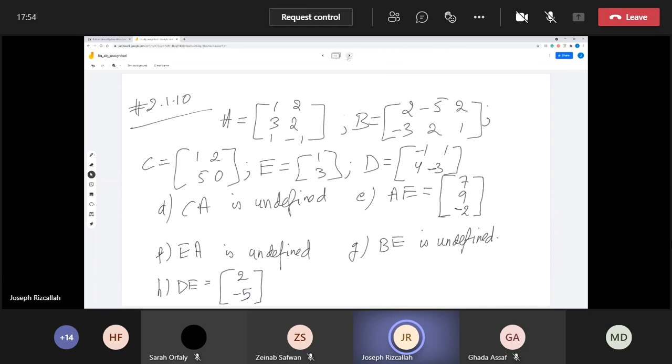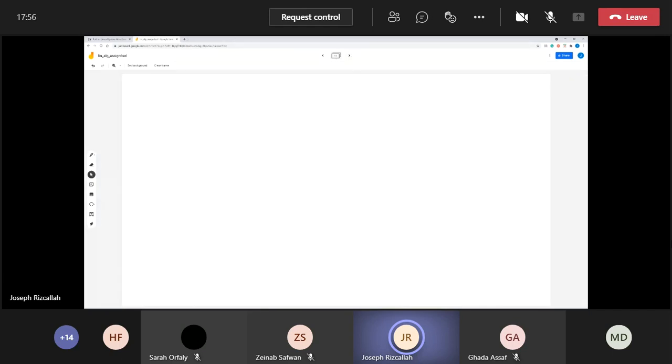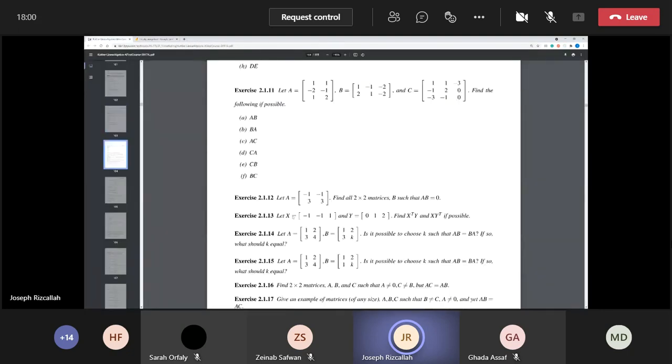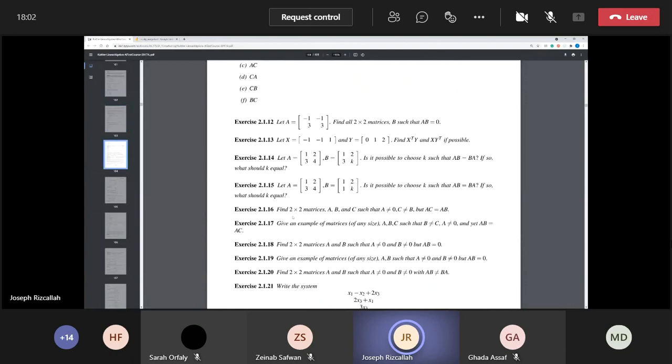Okay, let me now switch to a new frame. And this is now number 14. Number 14 is this. Is it possible to choose K such that AB is equal to BA? So I will again copy the given and then I will show you the work.